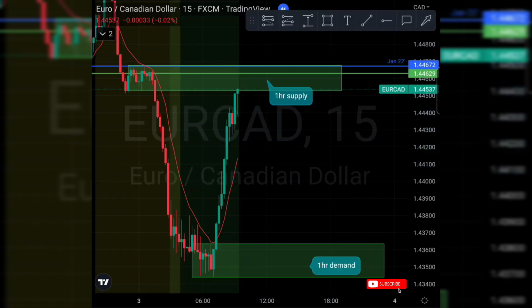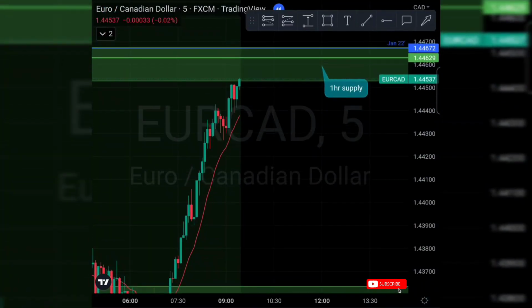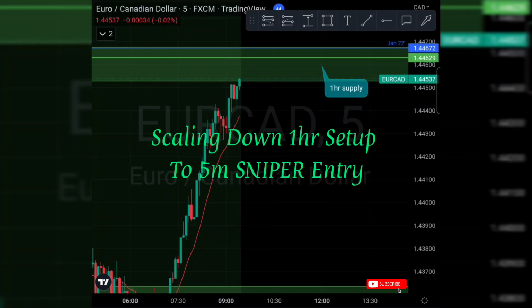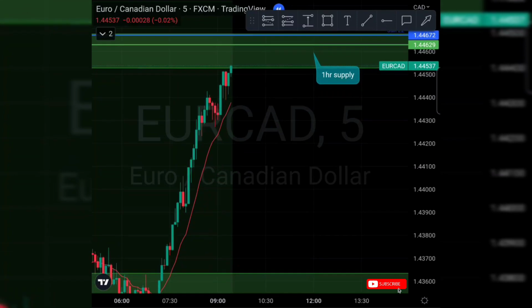So we're still zooming in more to the 5-minute, like we do to get our sniper entry. You got to realize at this point, we're scaling down an hour setup to a 5-minute entry. I mean, you can't get more sniper than this. I repeat, you cannot get more sniper than this. This is a 1 hour setup, zoomed into a 15-minute, and then zoomed into a 5-minute for our sniper entry.